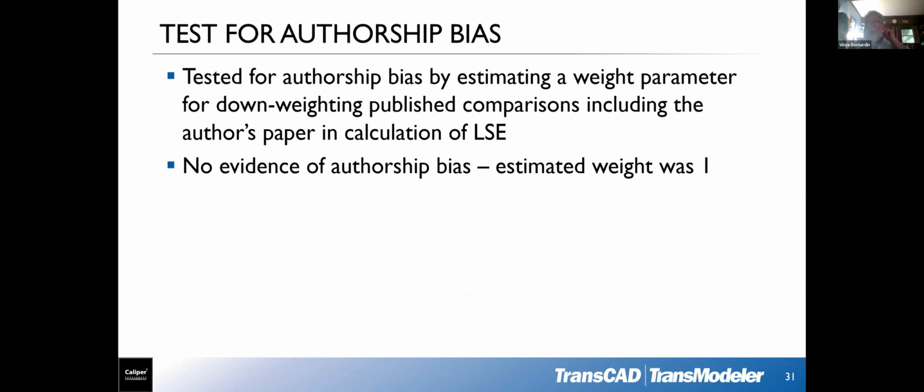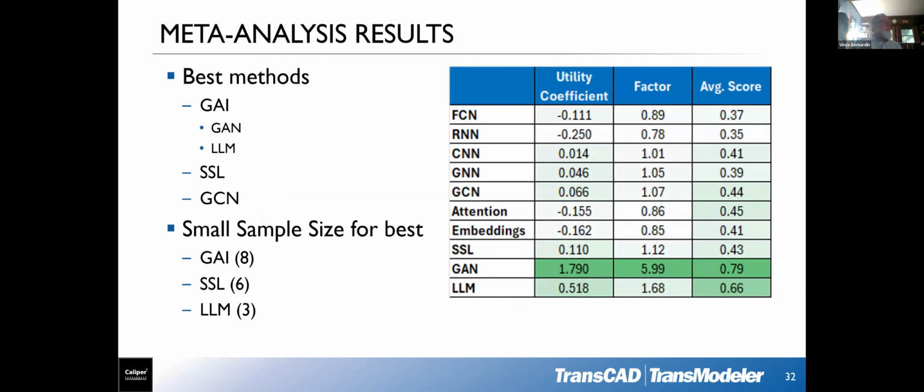We also did something interesting in terms of testing for authorship bias, by attempting to estimate a weight for the least squares error, doing weighted least squares. And interestingly, we found there was no evidence for authorship bias, which was slightly surprising to me, but in some ways very encouraging. The results of the analysis, you can see here, from our model and the average scores and so forth. Probably not surprising to folks in general.